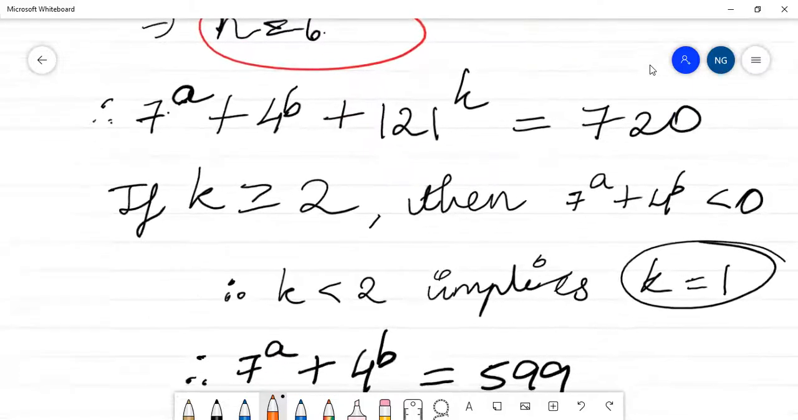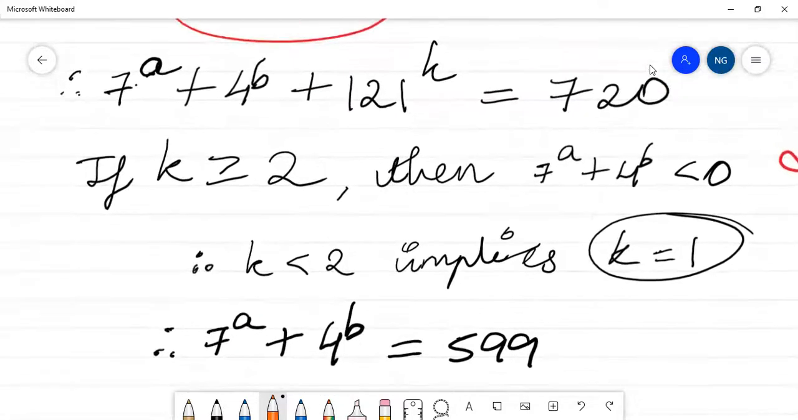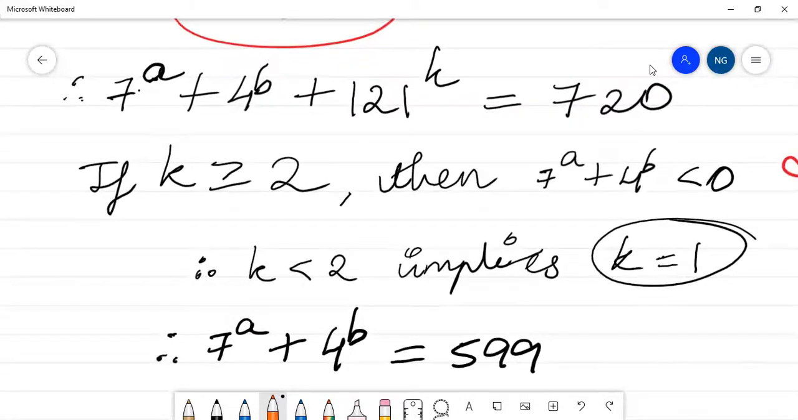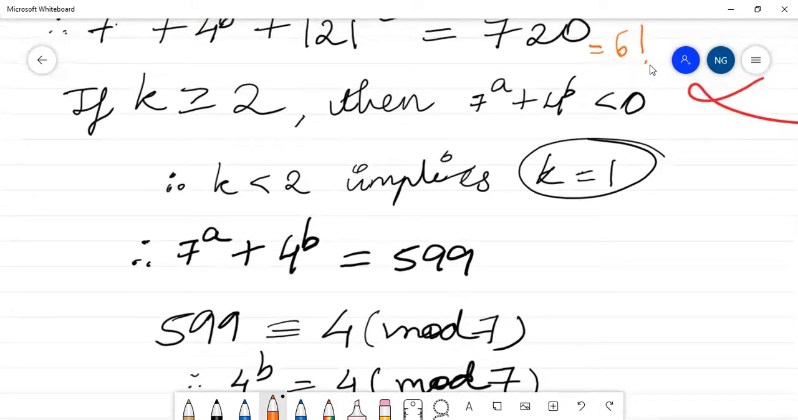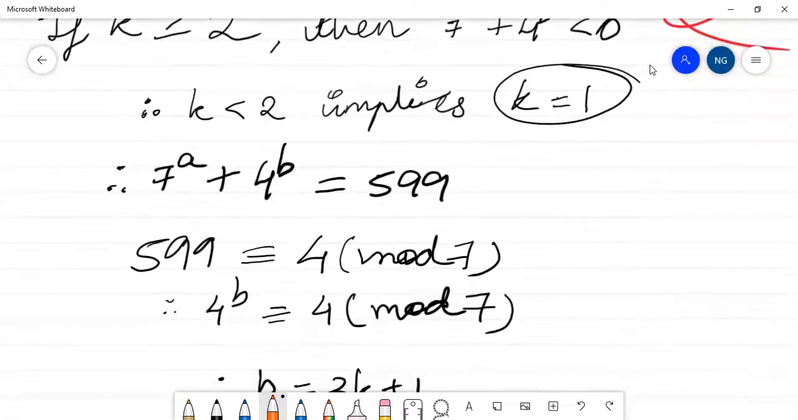Therefore, 7 raised to a plus 4 raised to b plus 121 raised to k is equal to 6 factorial, which is 720. If we assume that k is greater than or equal to 2, then 7 raised to a plus 4 raised to b will be less than 0, which is a contradiction, which means that k is less than 2, implying that k is equal to 1.